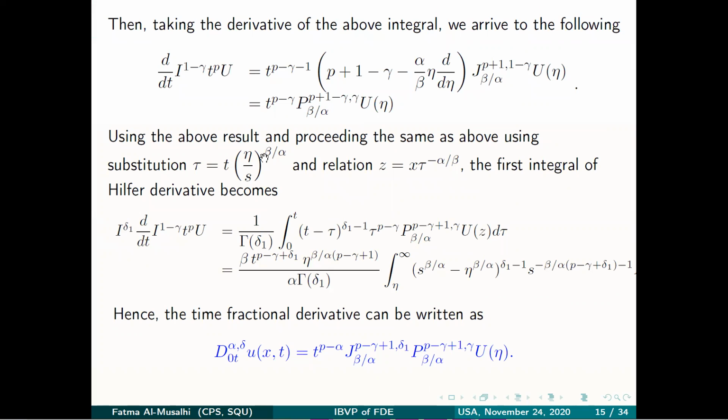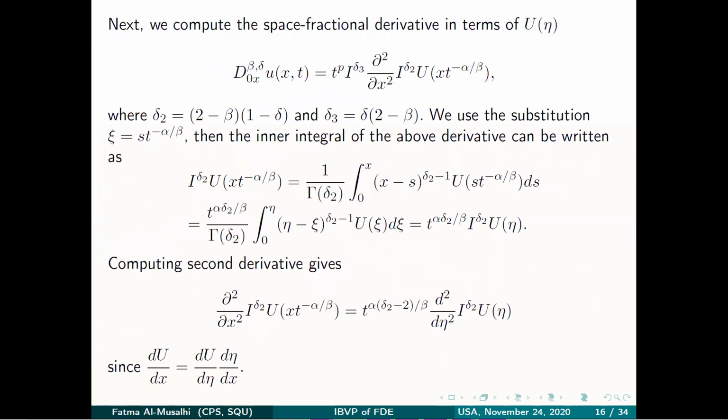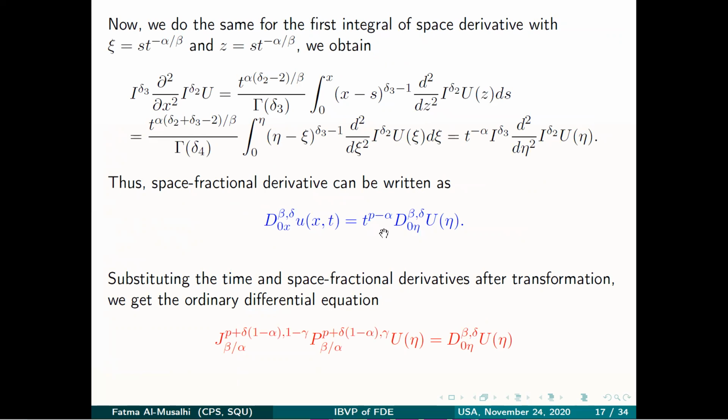Repeating the same procedure for the second integral, we end up with this fractional derivative after using this transformation. So now our time fractional derivative is written in terms of the Erdélyi-Kober fractional integral and Erdélyi-Kober fractional derivative. We do the same for the space fractional derivative, using the change of variable xi equal to s t to the power minus alpha over beta. Then we end up with the space fractional derivative written in this form.